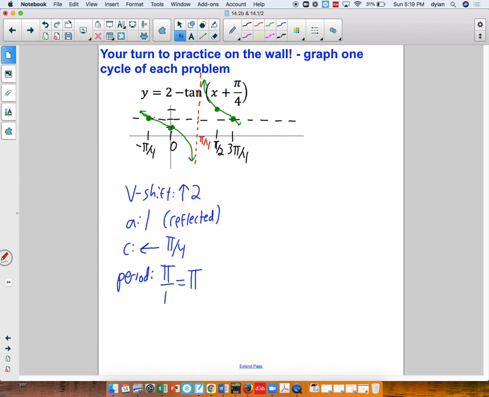So that brings us to the end of our video. The two things I want to make sure that I emphasize here with tangent are that the period is pi rather than 2 pi. And also that, just like we did with sine and cosine, it's important that you remember to factor, if you need to, before you begin to try to identify the period or the horizontal shift.